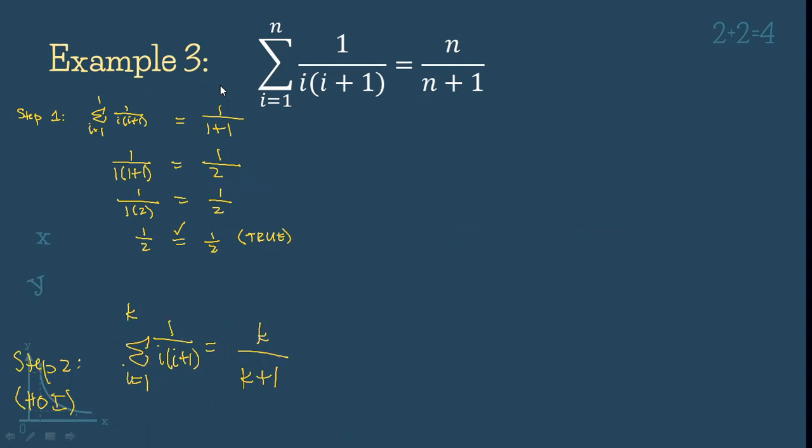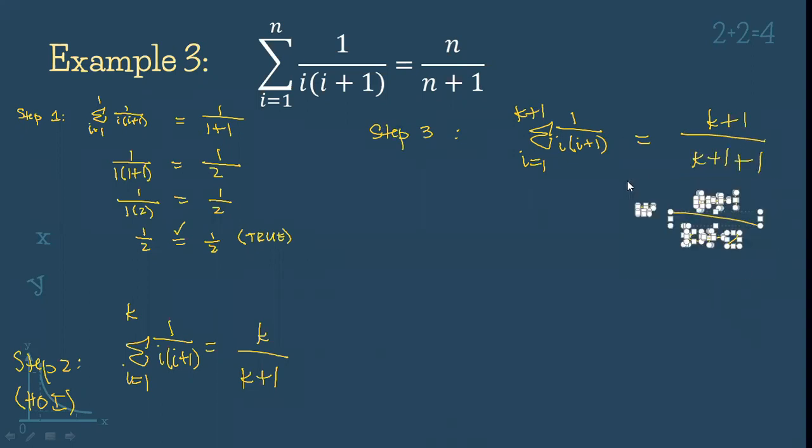Now, let's start po our step number 3. So, step number 3 naman po, we need to change all of the n by k plus 1. So, step 3, the summation of 1 over i times i plus 1 as i moves from 1 to k plus 1 is equal to k plus 1 all over k plus 1.